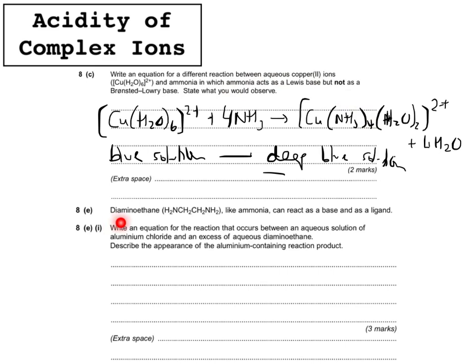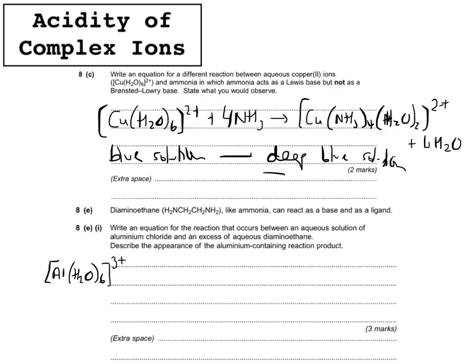And then diaminoethane, like ammonia, can act as a base and as a ligand. Write an equation for the reaction that occurs between an aqueous solution of aluminium chloride and an excess of aqueous diaminoethane. Describe the appearance of the aluminium-containing reaction product. The fact it's an aqueous solution of aluminium chloride means that it's the aluminium hexaaqua that you're starting with. The chloride ions are simply counter ions, if you like.